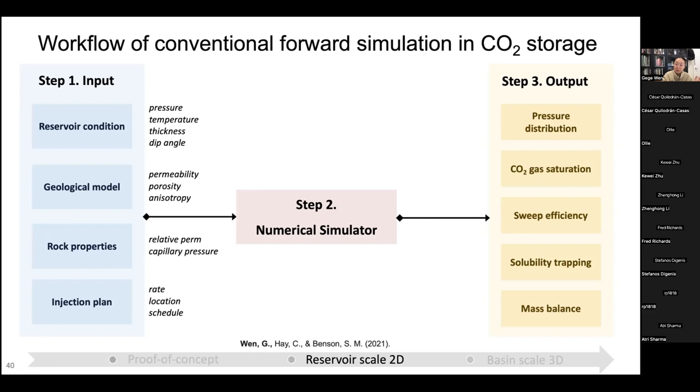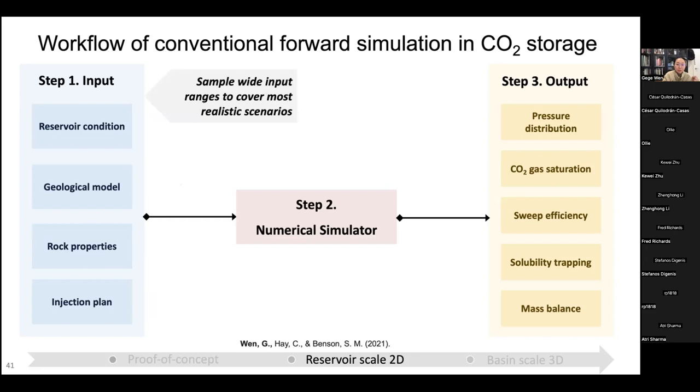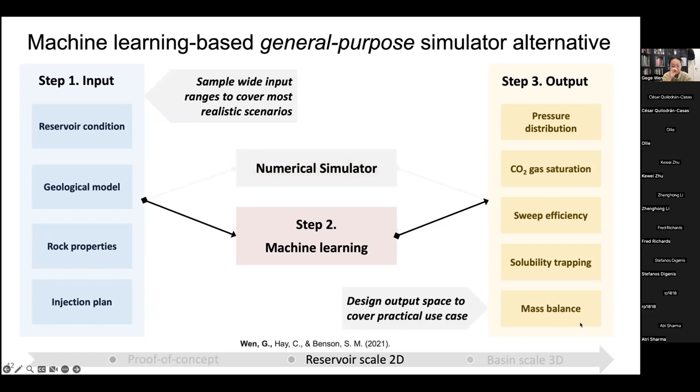So with these input and output laid out, we then wondered if we can sample the input ranges wide enough to cover most of the realistic scenarios that we will encounter in real life. And also if we can design this output space to cover most of the practical use cases. Can we propose this alternative route of using this machine learning model instead of a numerical simulator when people run these numerical simulations?